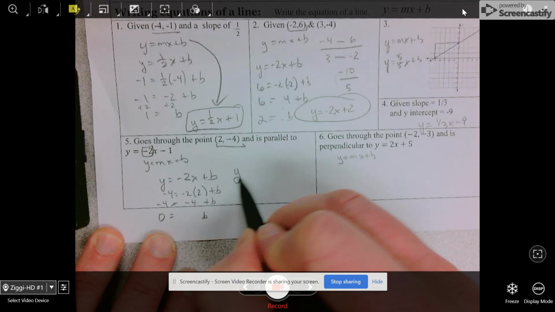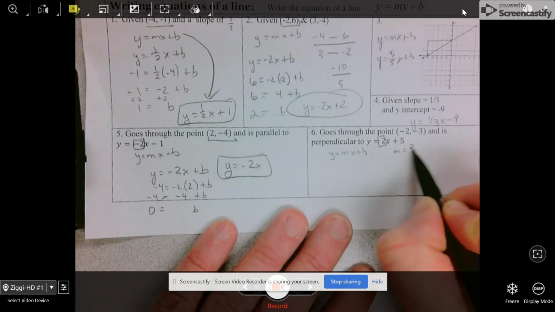On any of these lines, you can always go plug in your point and see if it works. If it works, you at least feel like you have a better chance of getting it. That's all we got. I'm out of time.